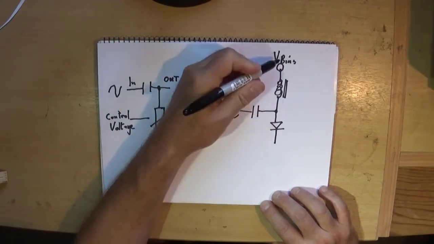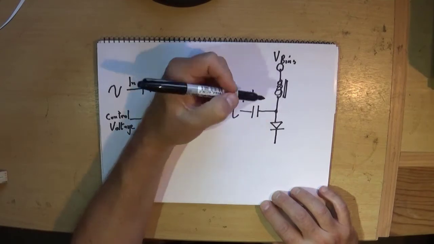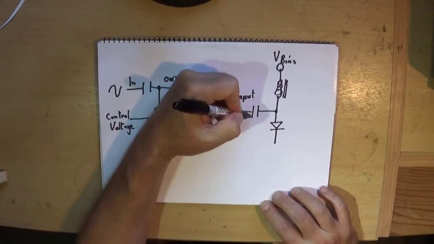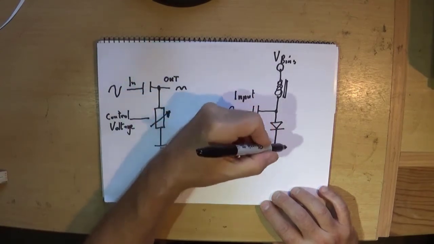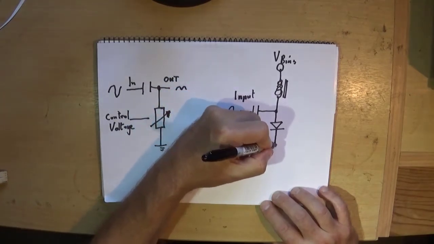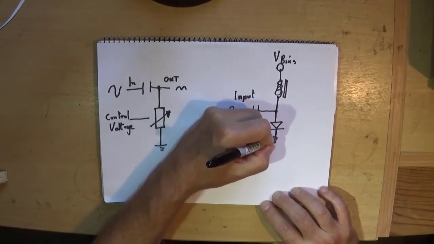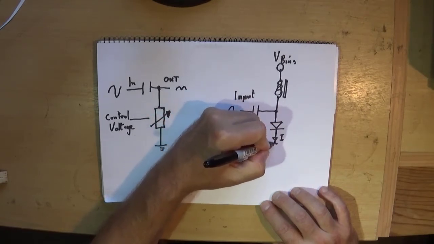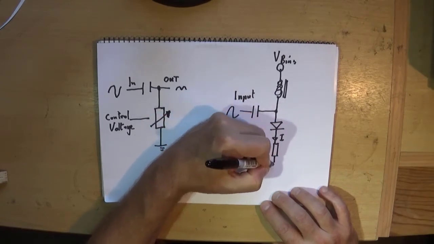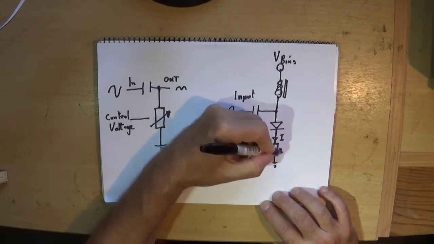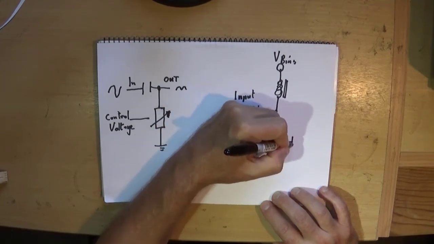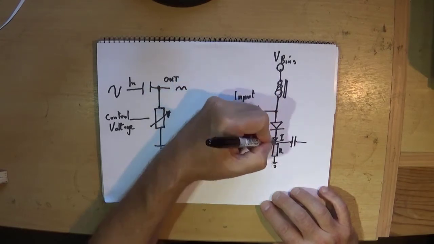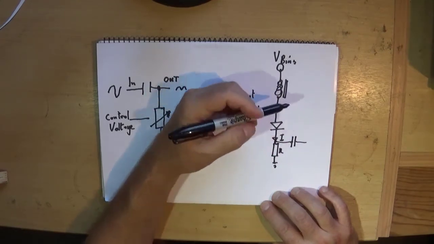So the voltage here will be the DC bias voltage plus the input voltage through that capacitor. And at the bottom here we want to measure the current going through the diode. So we're going to measure that with a small resistor and a capacitor to get rid of the DC component from the bias.